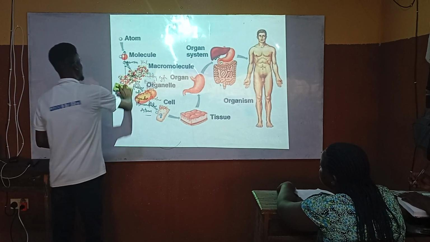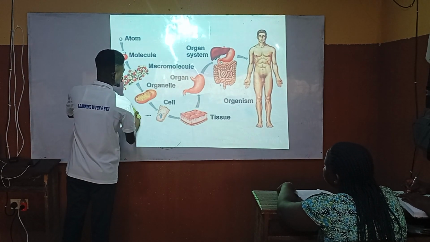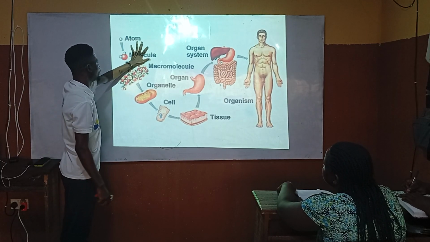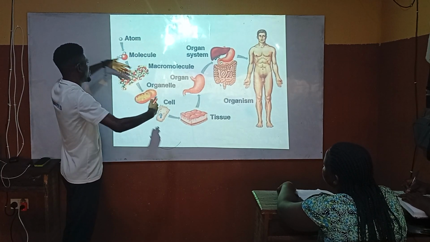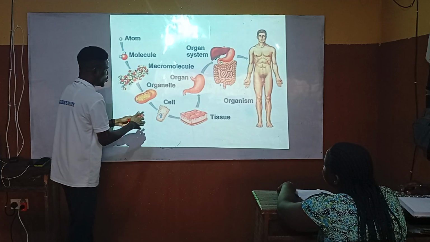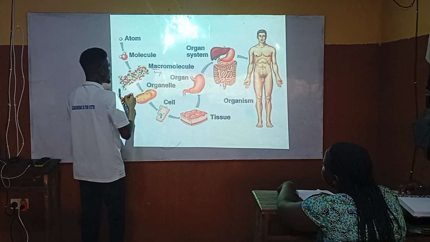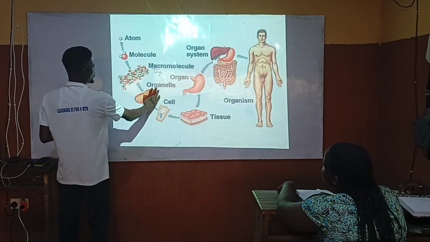Now let's study this diagram closely. All what I've just talked about, they are captured in this diagram. Atoms combine to form molecules. Molecules combine to form large molecules called macro. Once you hear the word macro, macro means what? Large, or what? Big. So macromolecules now combine to form what?